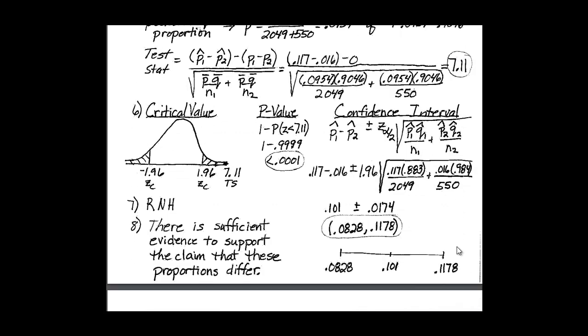So we come down and look at our three methods. For our critical value method, when we draw the curve, we're putting in our plus and minus critical Z-scores. 7.11 is way over here. We do the p-value here. We can see that our p-value is going to be far less than our 0.05. So both of these would tell us that we're going to reject.